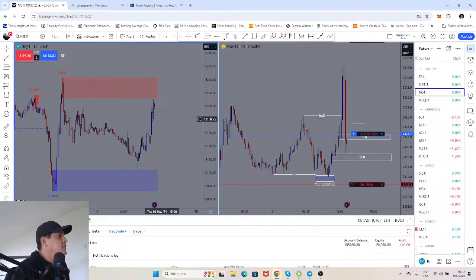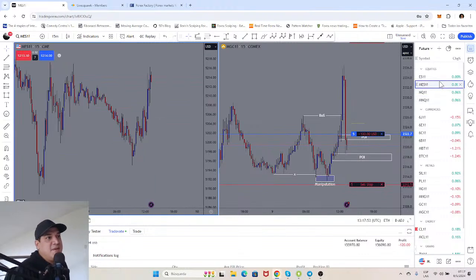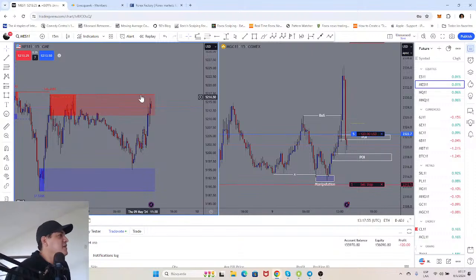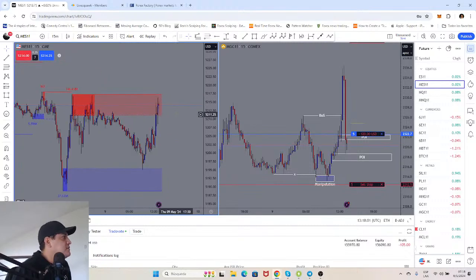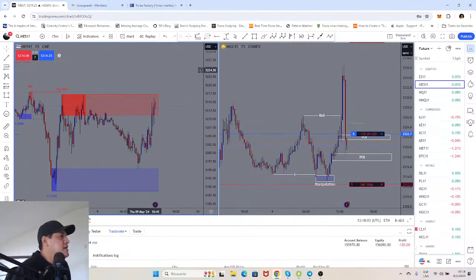And now we have the Nasdaq here and the E-mini S&P 500, same thing. The E-mini is about to raid the upside liquidity, right? Let's see what happens.